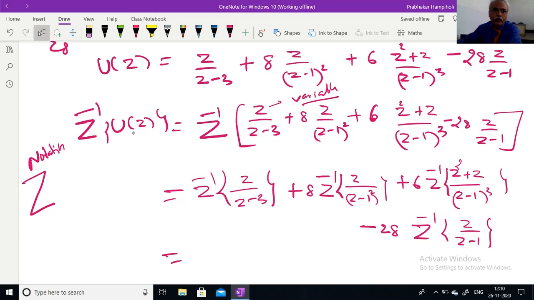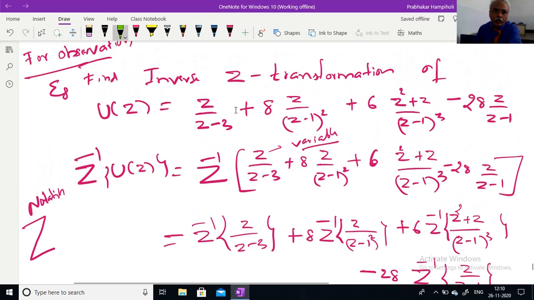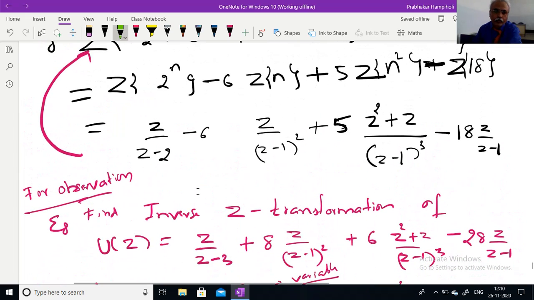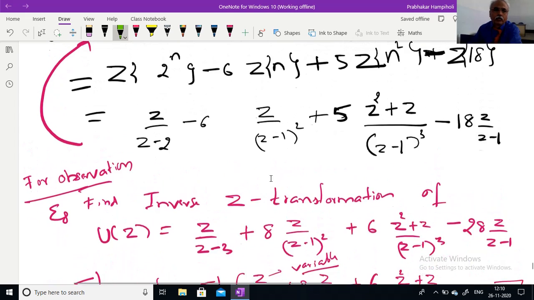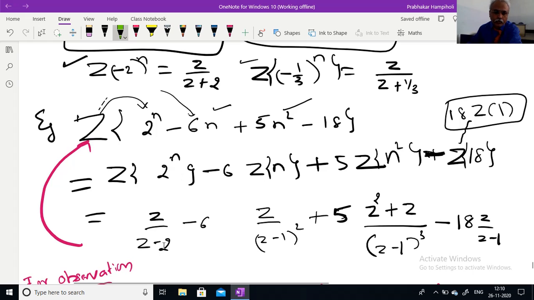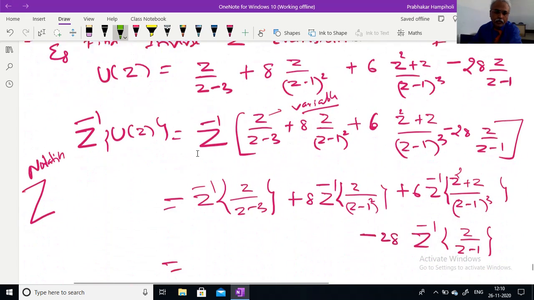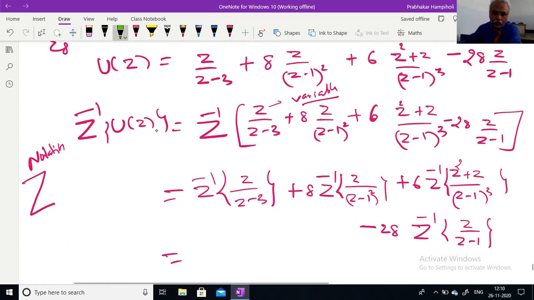Now if you recollect, we shall write the inverse formula also. Z by z minus 2 is connected to 2 raised to n, and z by z minus 3 becomes 3 raised to n. Going in reverse, from here to here, z by z minus 3 becomes 3 raised to n. So in terms of the n function, whatever is there, that is raised to n. If it is 5, 5 raised to n. Plus 8 times, if the power is 2, it will be reduced by 1, it will be n.